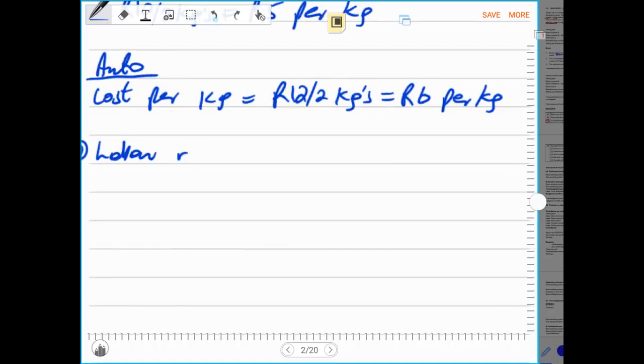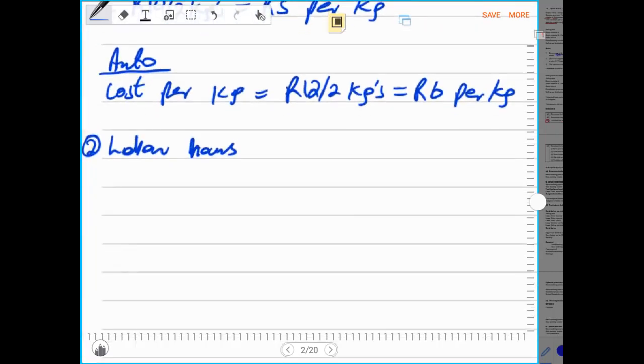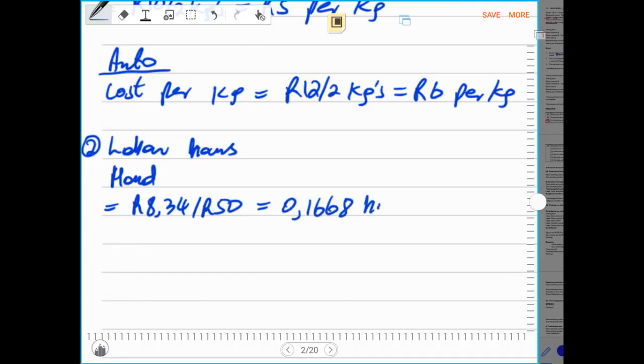Direct labor hours. Our labor hours for product 2, which is hand, will be the cost of 8 rand 34 cents divided by the rate of 50 rand per hour, and this gives us 0.1668 hours per unit. It will be hours per unit.